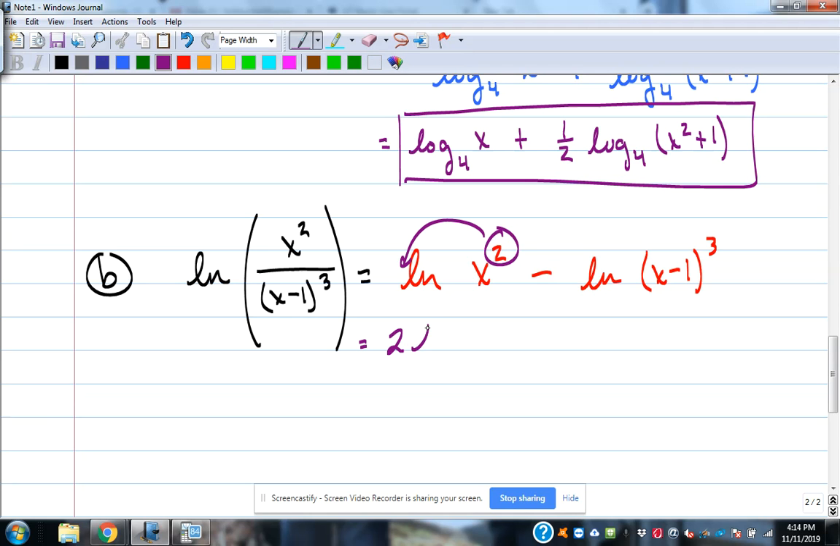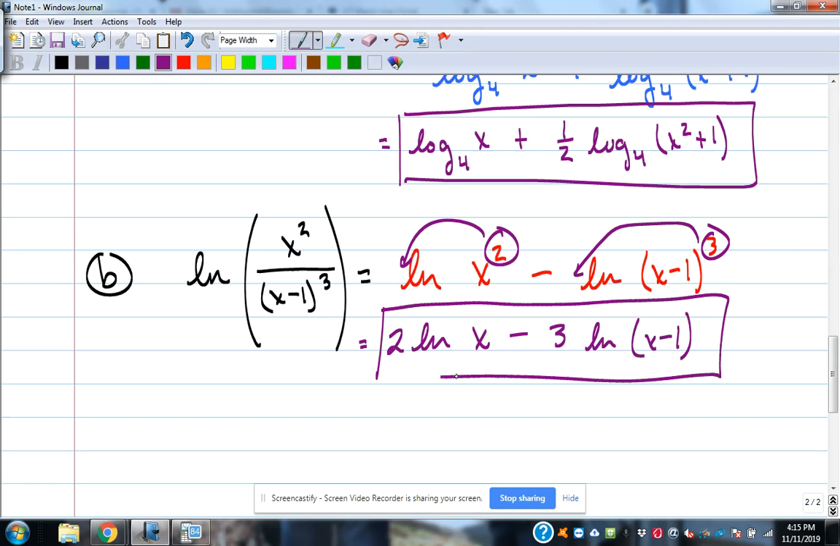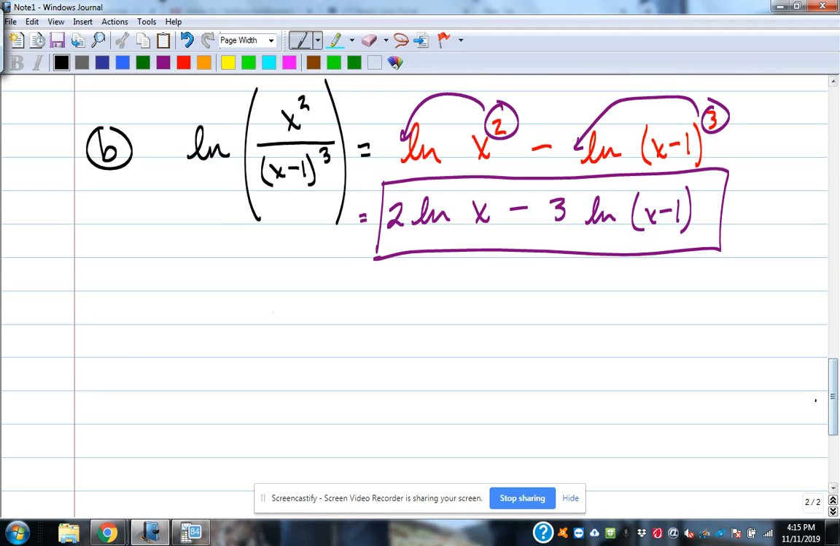That'll be 2 natural log of x. This 3 will do the same thing. And then you just leave whatever that exponent was on inside of the log. And there is taking that one logarithm and rewriting it as a sum or a difference. It'll just be a difference because it's subtraction. Okay? We're using those properties to try to do that. It just takes a little maneuvering.